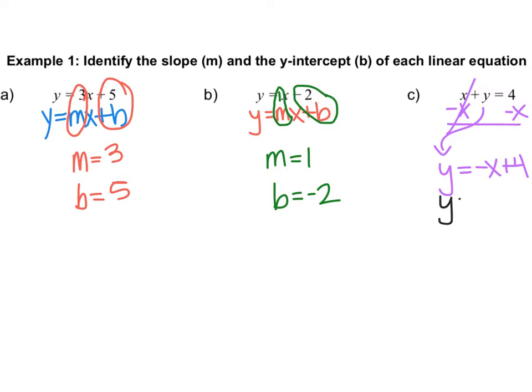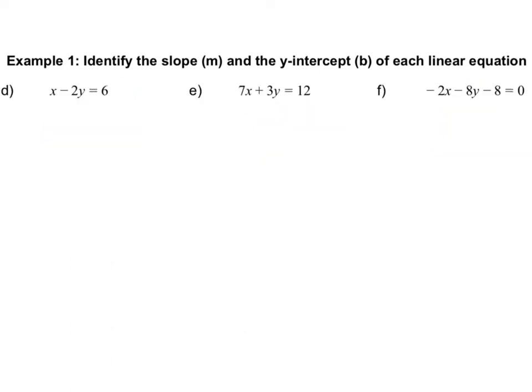So now I can write that down underneath it and match up that +4 is my b value, and -1 there is my m. So m equals -1, and b equals +4. So in these three examples, it looks like they all need to be changed because none of them are y equals mx plus b.